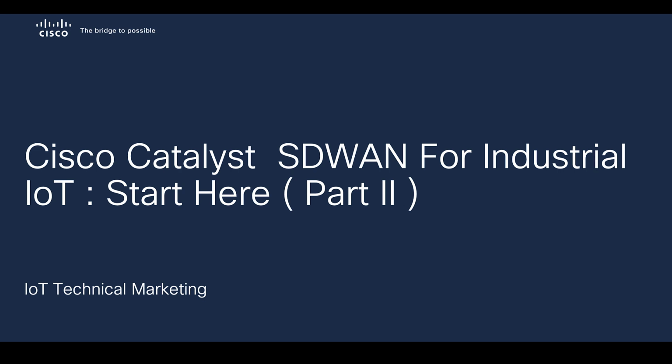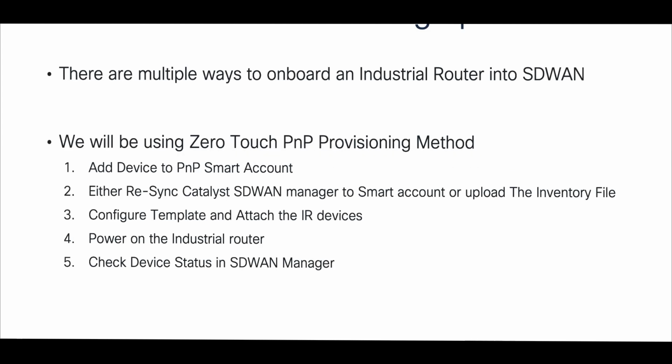Today, for part two of the series, we are going to go into a detailed demo of how to onboard an industrial IoT router into the Cisco Catalyst SD-WAN manager and give you a sneak peek, or rather a full view actually, into the CLI of the router as it comes online, as well as the configuration options in the UI. So we'll go through the onboarding and the demo, and basically it'll be part of the entire series here.